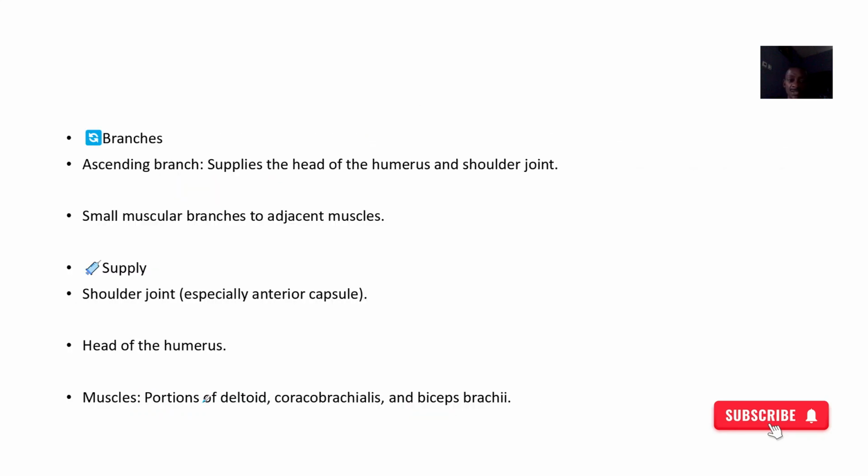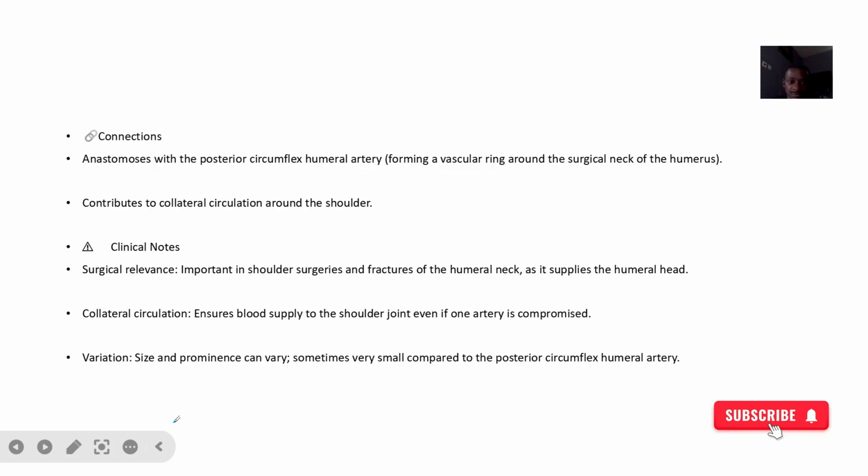So branches: the ascending branch supplies the head of the humerus and the shoulder joint, while the small muscular branches supply basically the adjacent muscles. So it supplies the shoulder joints, supplies the head of the humerus, supplies some portions of the deltoid muscles, some portions of the coracobrachialis muscles, some portions of the biceps brachii muscles.